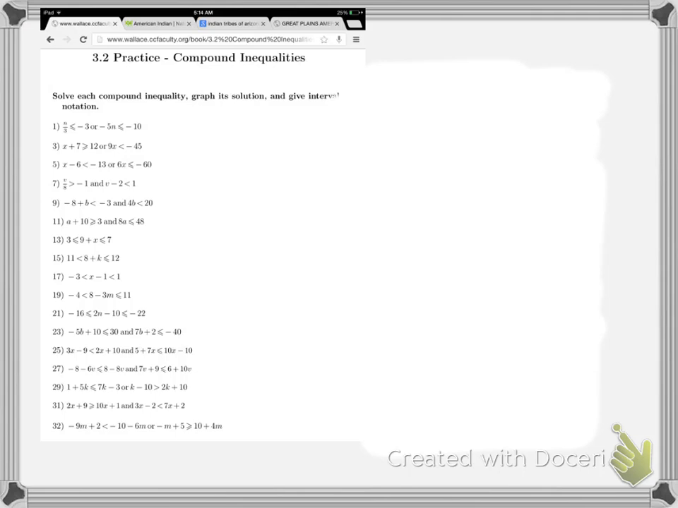Let's do 15. Now, I want to do 15 because 15 actually looks a little different, and I don't know how many of these I've done yet, so let's go ahead and write number 15. 11 is less than 8 plus k, and it's also less than or equal to 12. Okay, so 11 is less than 8 plus k, and it's also less than or equal to 12.